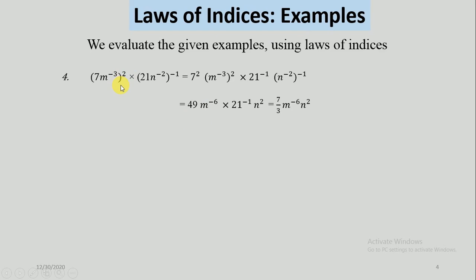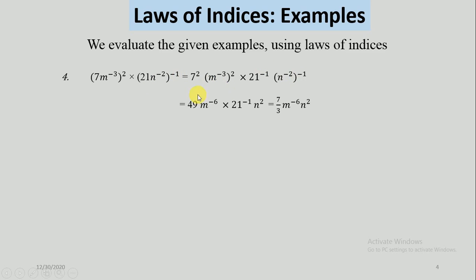This is quite different from the previous examples 1, 2, 3. You can see that this operation, the square, is going to act on each of the variables, each of the elements in this bracket. That's why we have 7 raised to the power 2, m raised to the power minus 3 close bracket 2 times the same thing at this point. This minus 1 will act on 21 separately, and with this minus 1 being the power, we also act on n raised to the power minus 2.